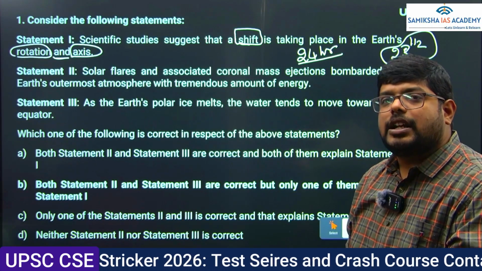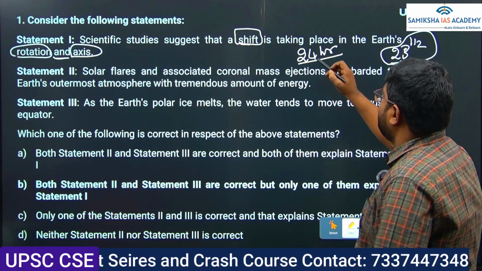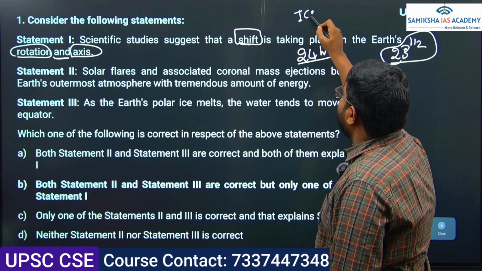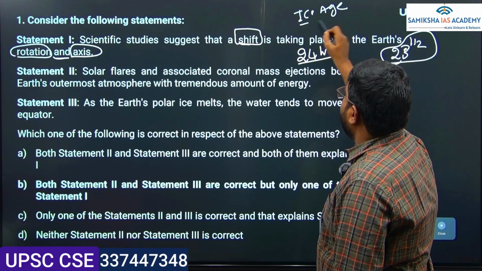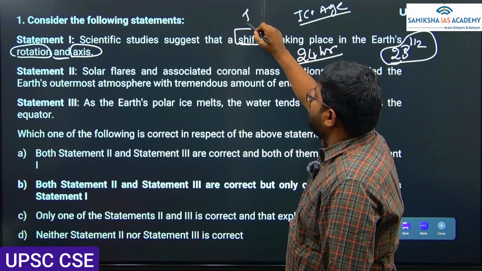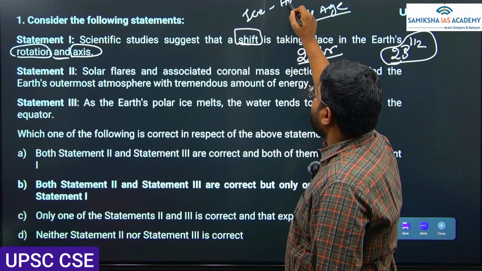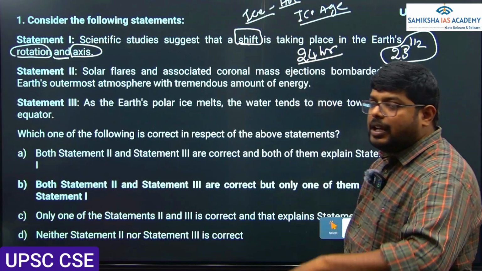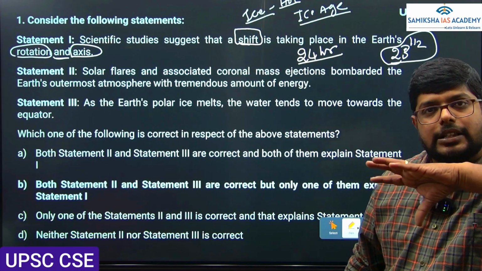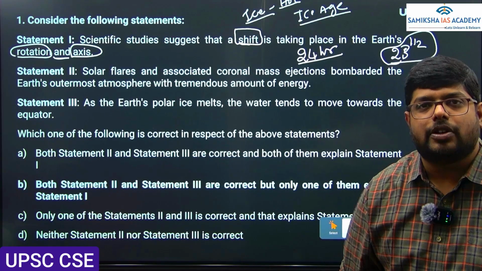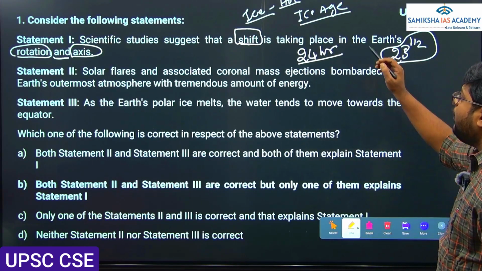For this, the physical geography concept: what is it? The Earth has an ice age cycle. That means for some years the earth will be an ice ball, for some years the earth will be a hot ball, right? That is why the complete earth will be ice, and the complete earth will be hot. This basic detail we know, right? When we know this, why is this happening?